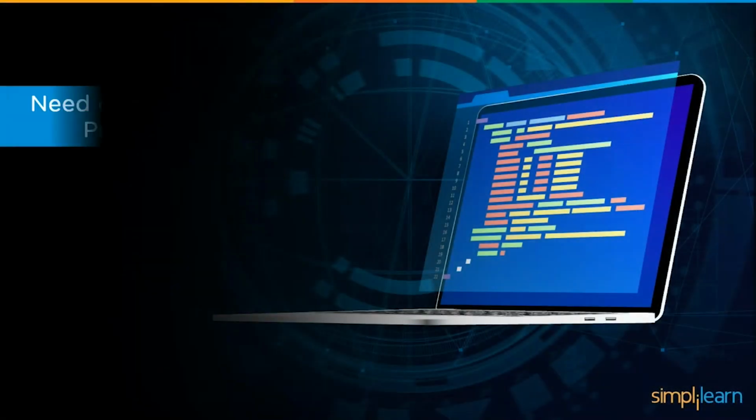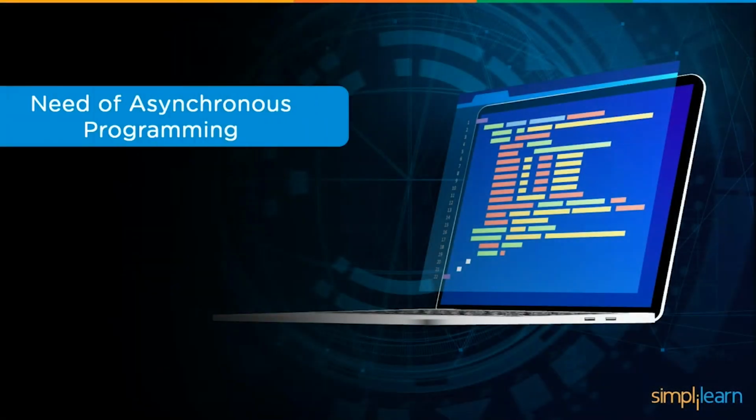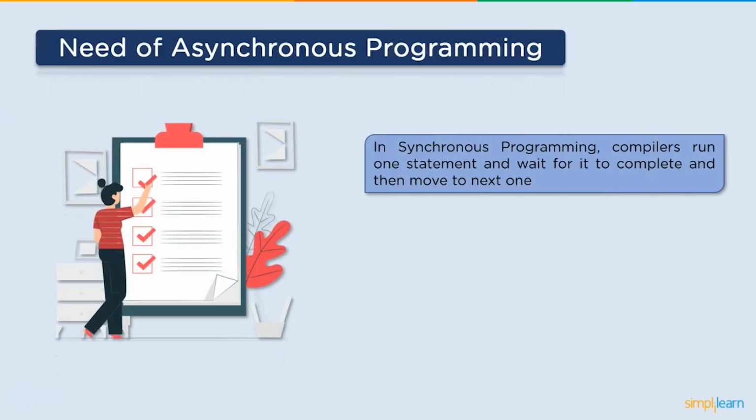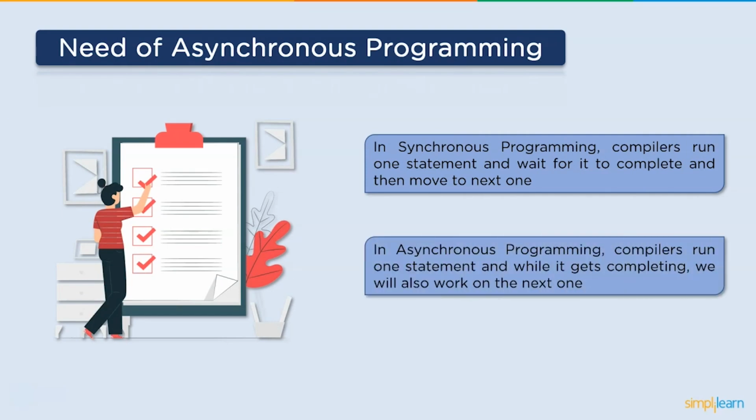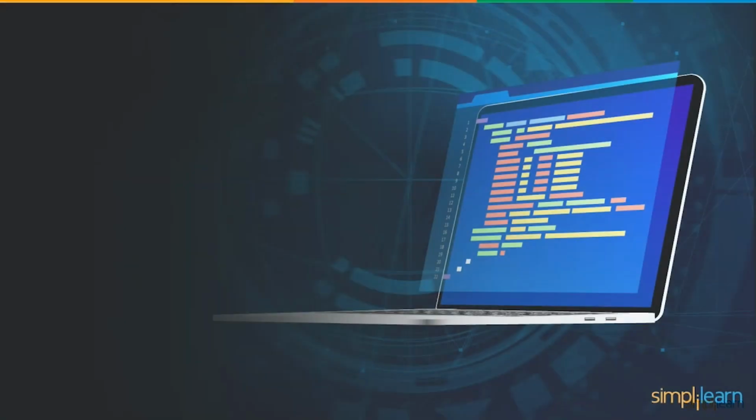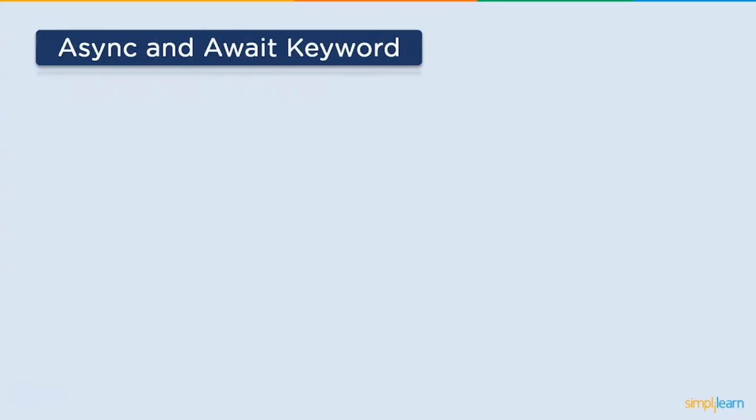Now, let's discuss the need for asynchronous programming. In synchronous programming, compilers run one statement and wait for it to complete and then move to the next one. Whereas in asynchronous programming, compilers run one statement and while it gets completed, we will also work on the next one.